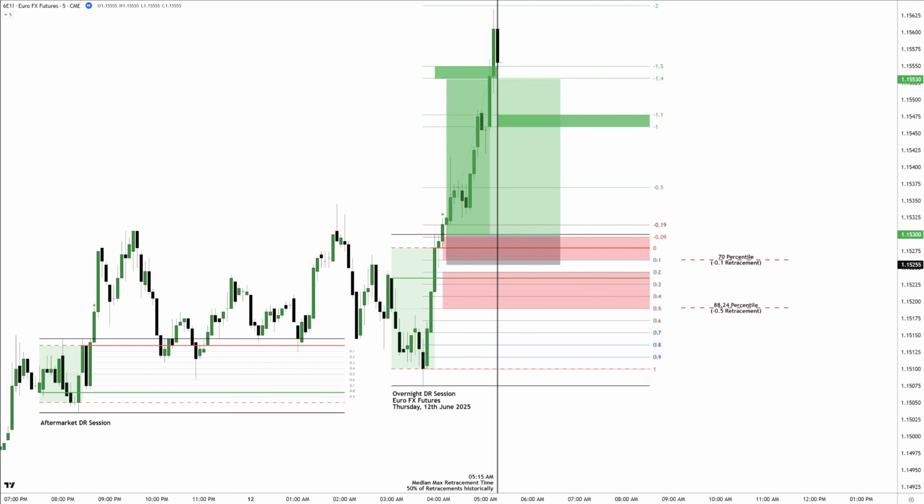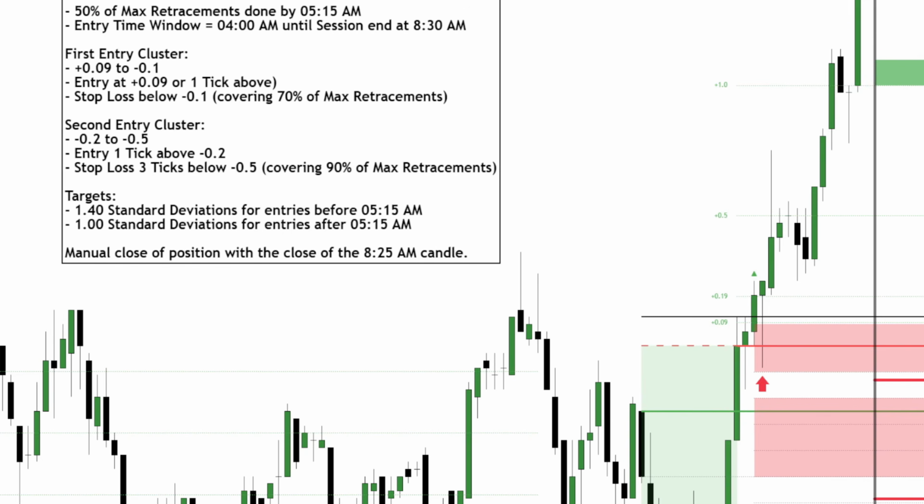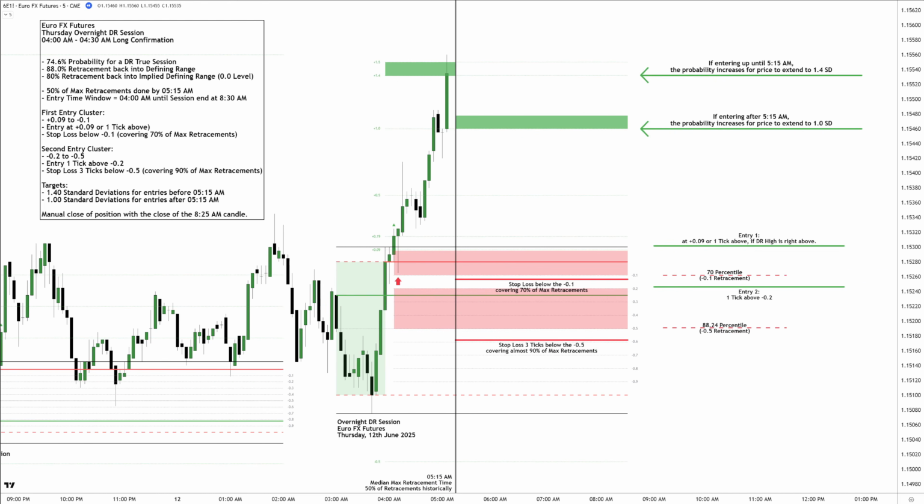between 4 and 4:30 a.m. You know exactly what to expect, where to execute, and where to exit your position based on time and price. Last but not least, all positions, whether slightly in profit or loss, should be closed with the 8:25 a.m. candle, since this candle ends at 8:30 a.m. and therefore also the session.